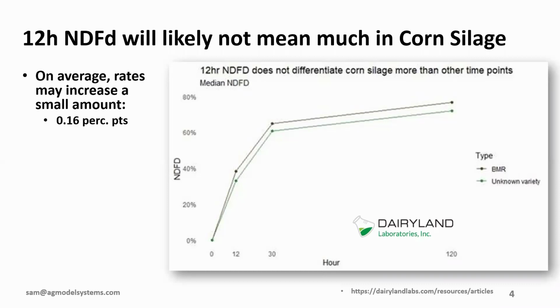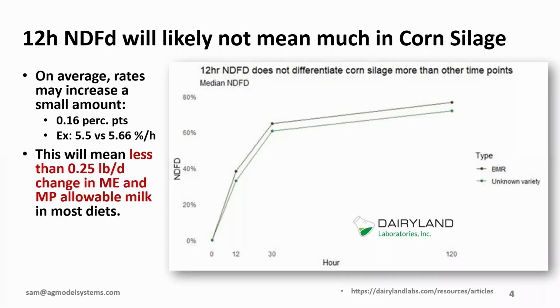We're looking at around 0.16 percentage points, so 5.5 versus 5.66% per hour on a typical KD. So this is a pretty minimal change in the end. It means in most diets probably less than a quarter pound ME allowable milk or MP allowable milk. So relatively small change. So these numbers between corn silage and alfalfa could be additive in some cases. So essentially, we're really looking at still less than a pound of change in ME or MP allowable milk with the inclusion of 12-hour NDFd for your major forages.